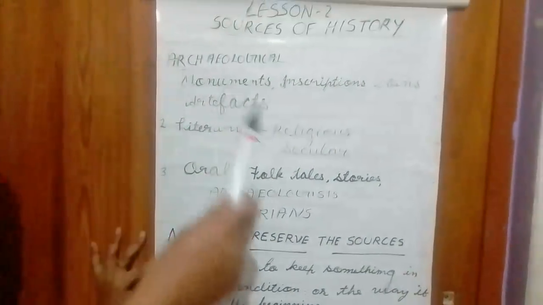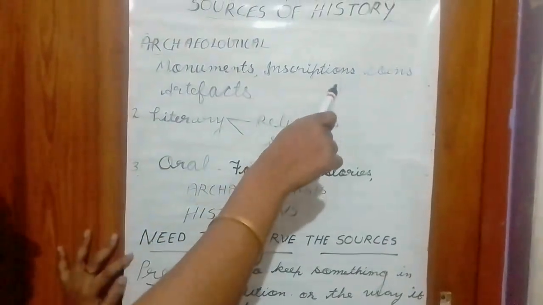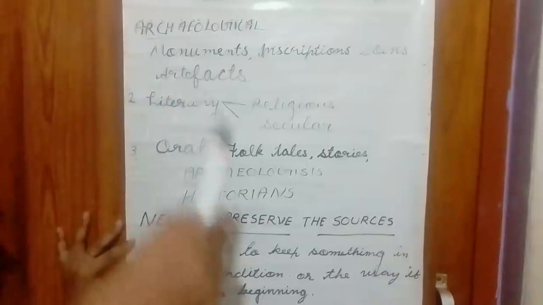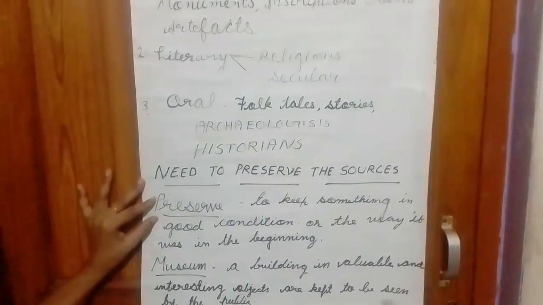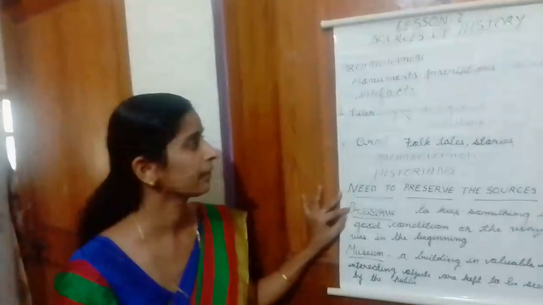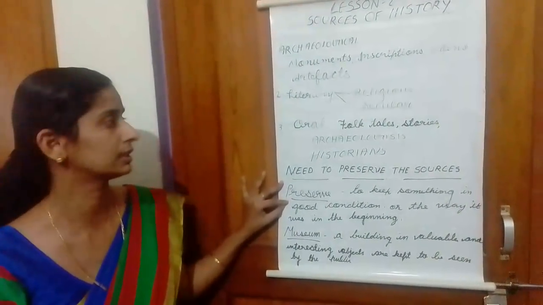Monuments are older buildings which have historical importance. Inscriptions are written messages. Coins are the most important source of history; they give information about the kings and queens. Artifacts are man-made objects, for example, jewelry, textiles, tools, toys, etc.